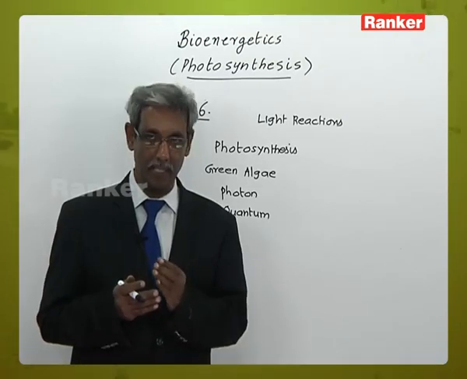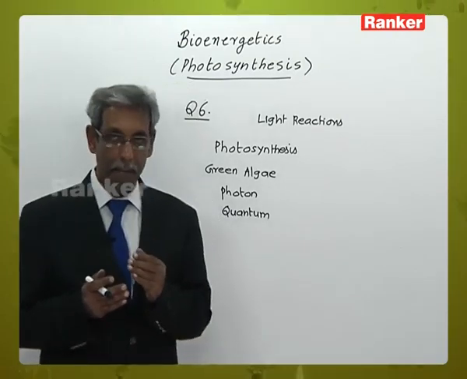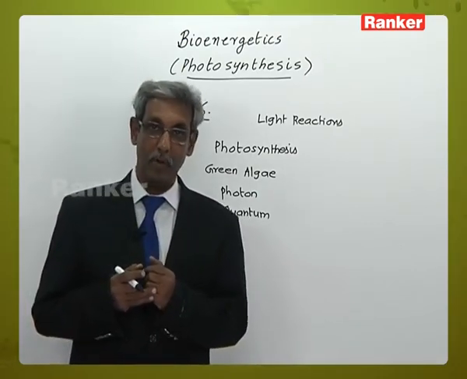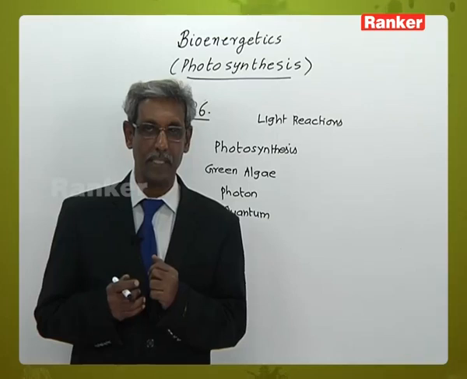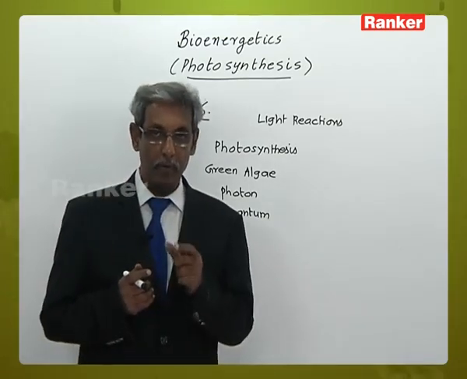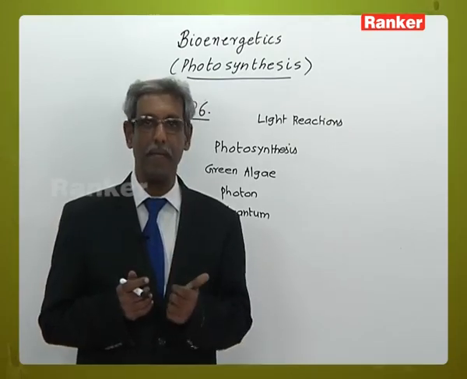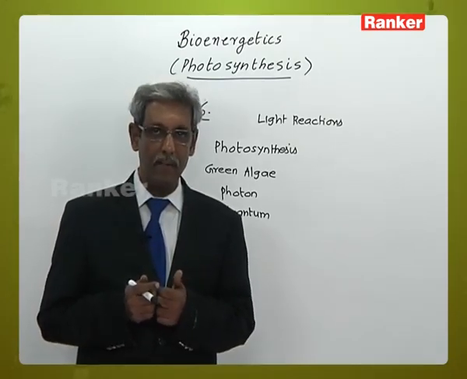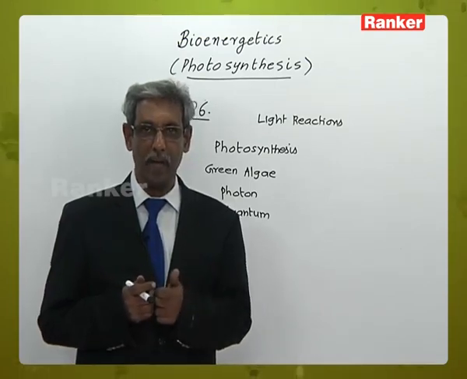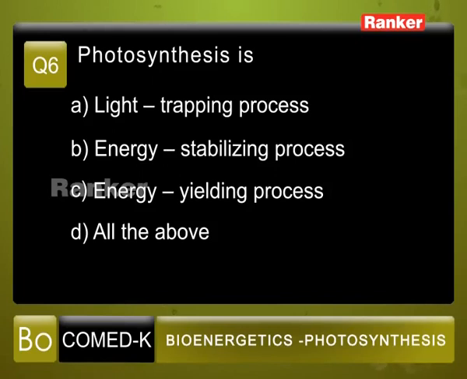and thereby we have the synthesis of C3 as well as C4 and C5 sugars, which is primarily termed as an energy stabilizing process. When we come back again to photosynthesis, in addition to light trapping and energy stabilizing, it is also an energy yielding process. The reason why we say it is an energy yielding process is, during photosynthesis, solar energy gets converted to biochemical energy, and the biochemical energy is synthesized and stored in the last or terminal phosphate of adenosine triphosphate. Hence, photosynthesis includes light trapping, energy stabilizing and energy yielding process, and the right answer is all the above, that is, the answer is D.